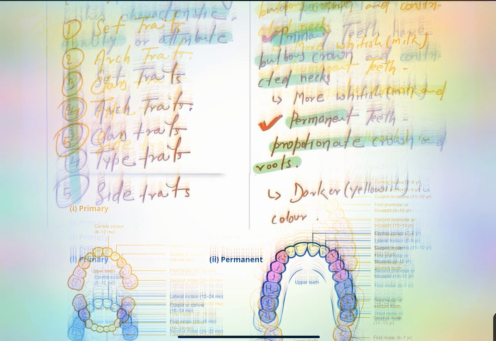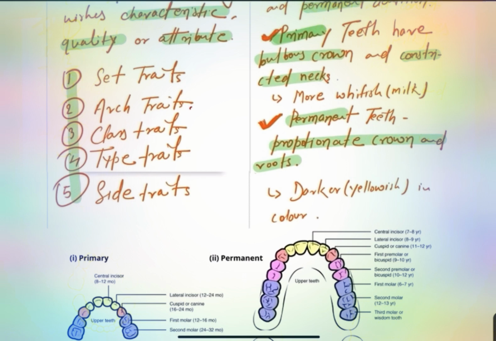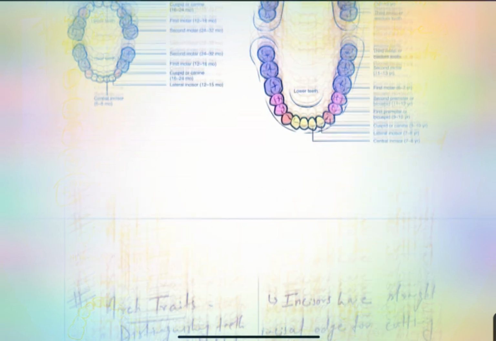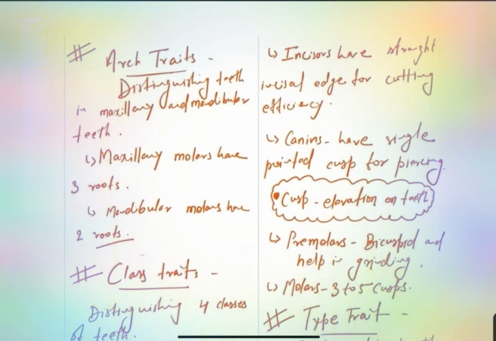Okay, one more thing, primary teeth are whitish or milky white in color, while the permanent teeth are relatively darker or yellowish in color because of the enamel. Enamel is transparent in permanent teeth, so you see the darker side, and darker actually means the yellowish color of the dentin. Okay, next, the arch trait.